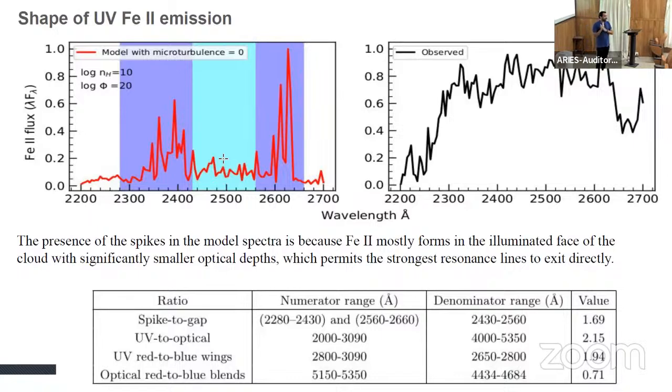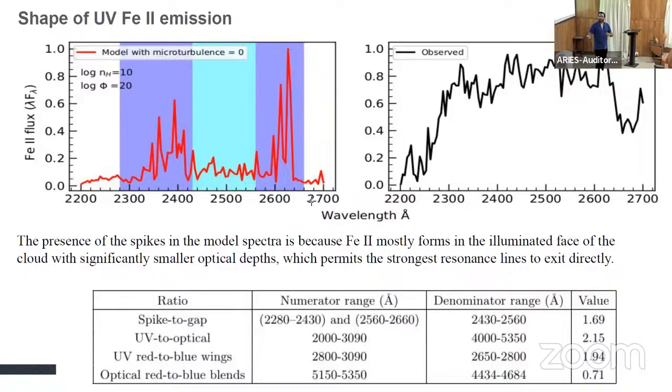The lines are mainly formed in the illuminated part of the cloud, and in the illuminated part of the cloud the optical depth is very low. Here I mentioned the wavelength range for those two spikes.